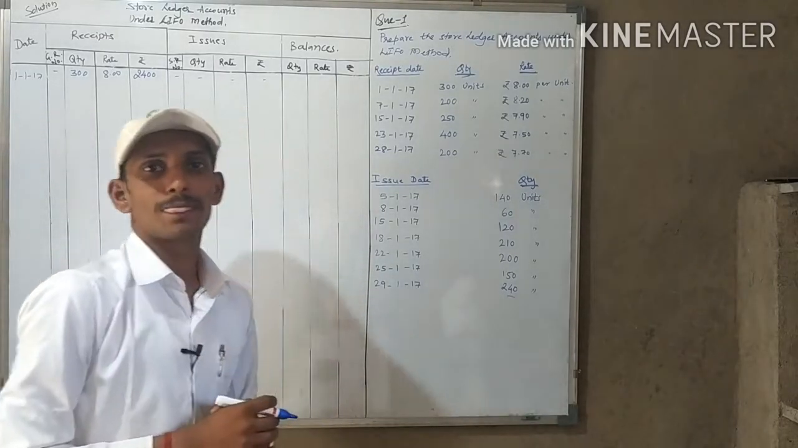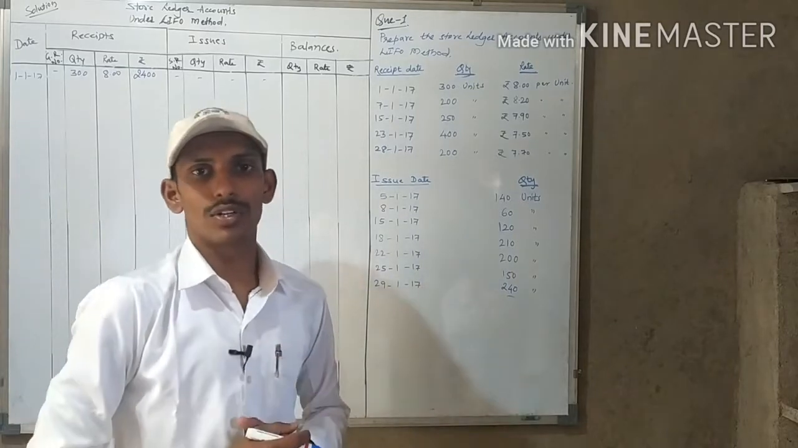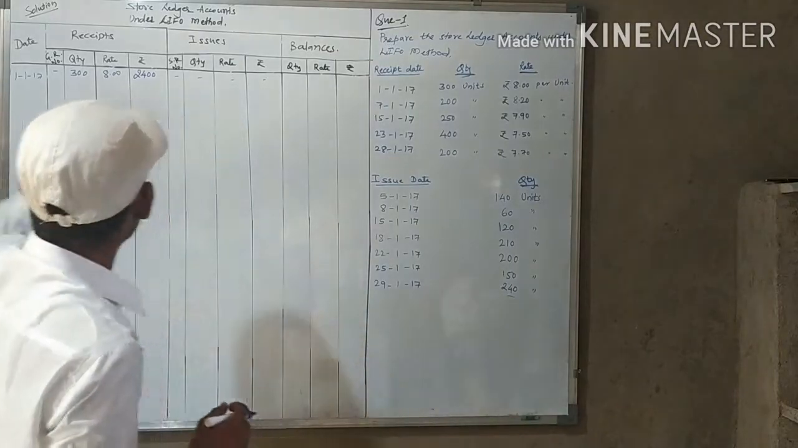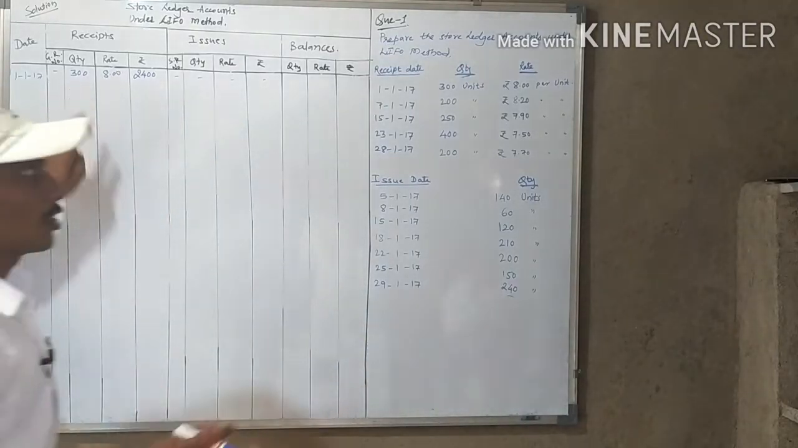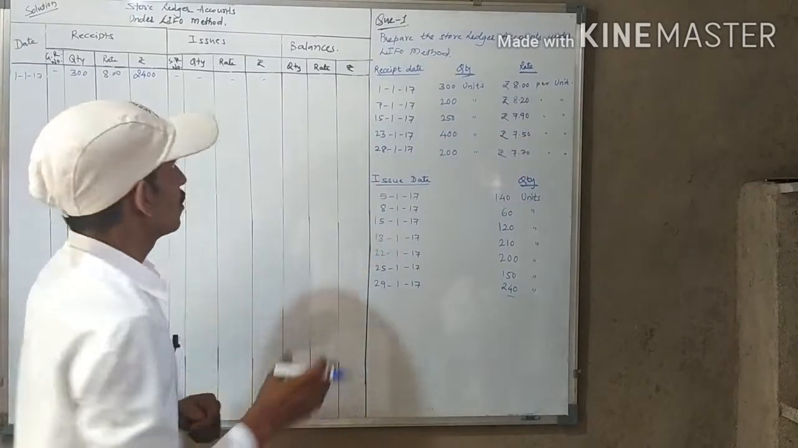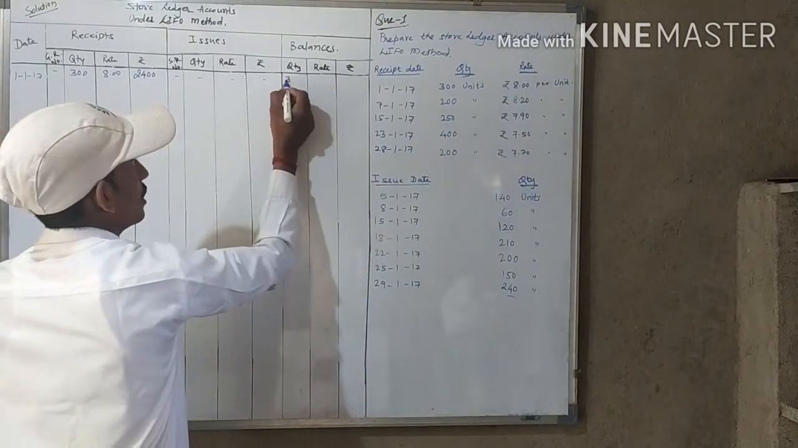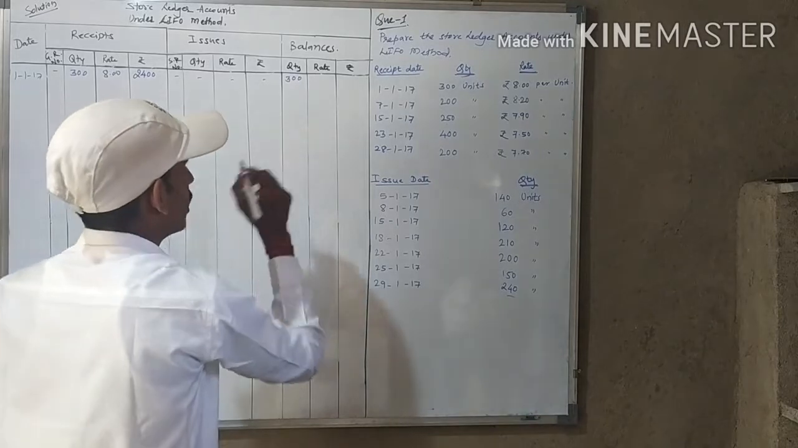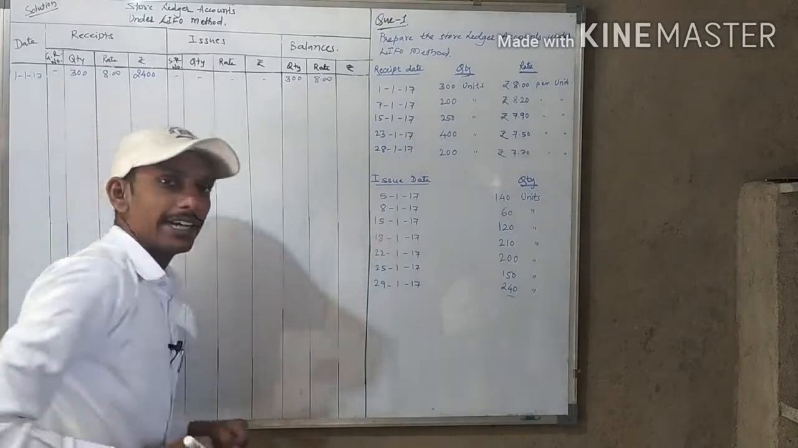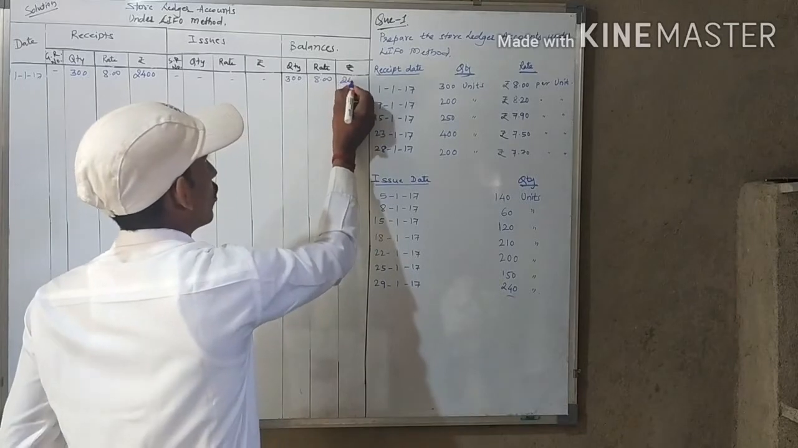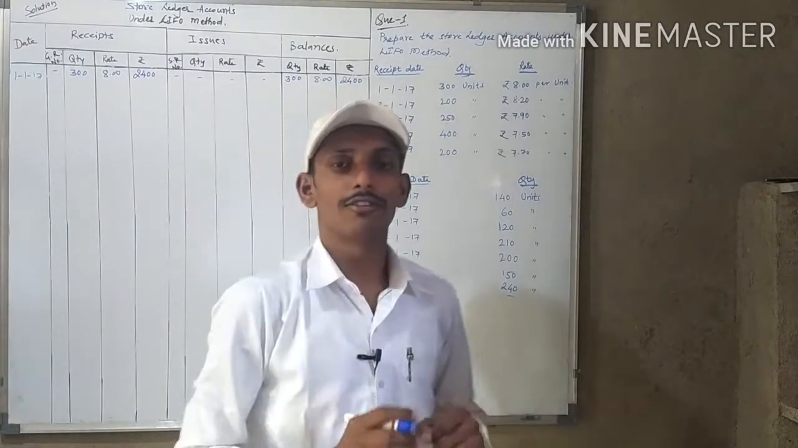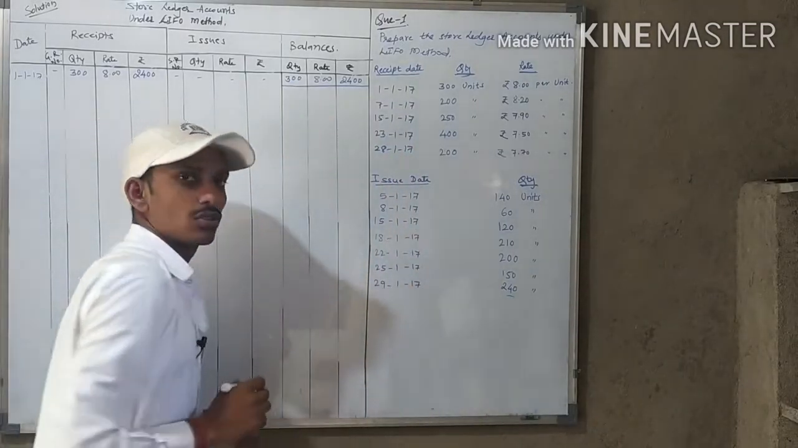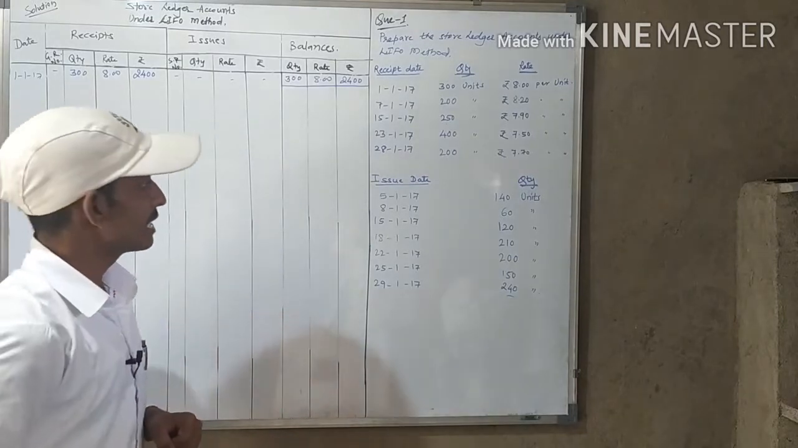Now we have to show the balance which is available in the godown. For the very first time we have received the goods. Only one lot is received, and that lot is kept in the godown. So here we show the balance: 300 quantities are available right now, and the rate is 8 per unit, so the value of the whole quantity is 2400. This is the end of January 1st, so we close the account. Again we'll see the next transaction.